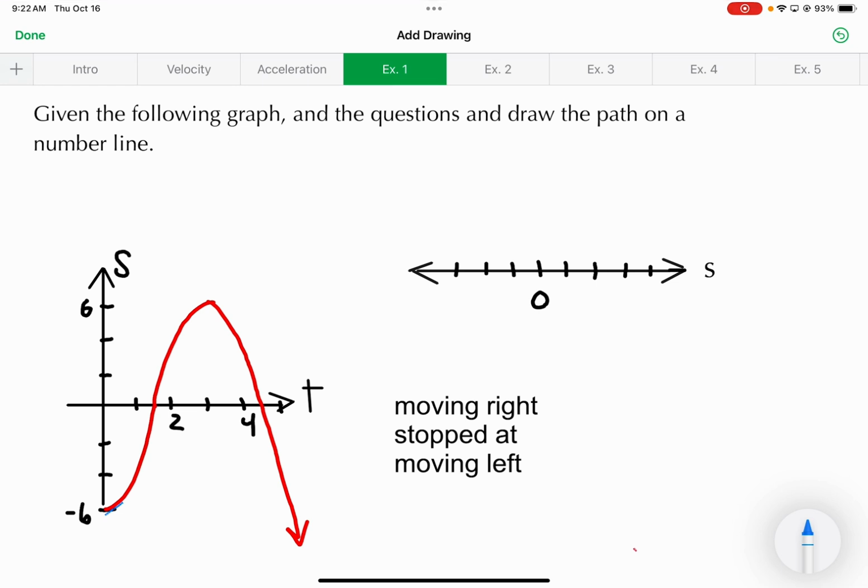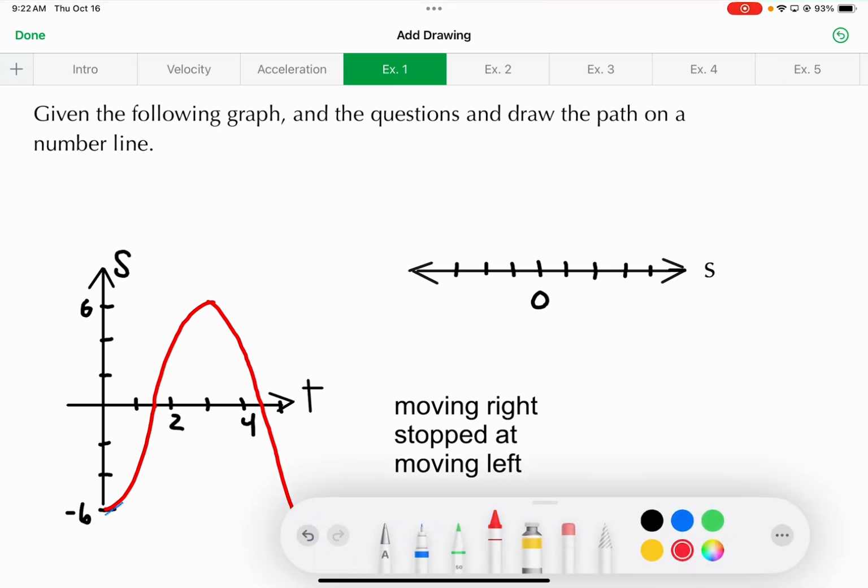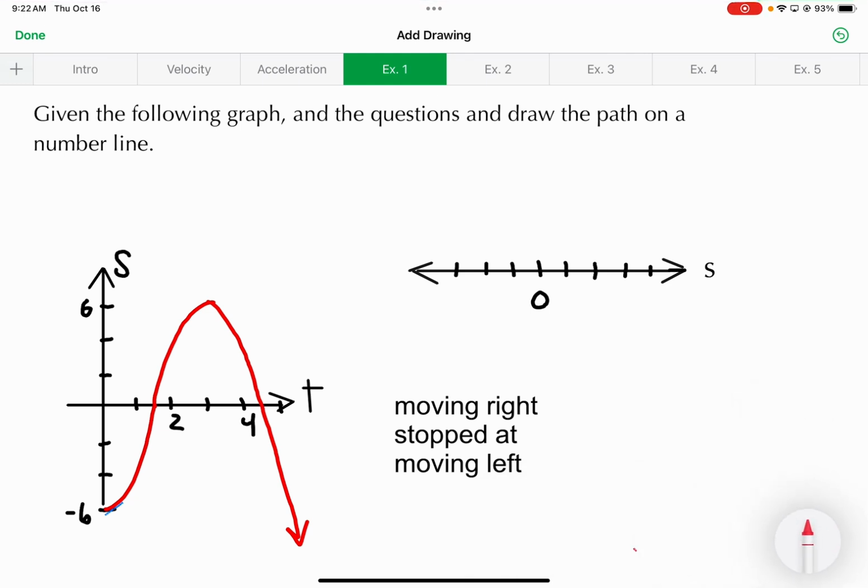Okay, so given the following graph, so we don't have a function, we just have the graph. We want to answer the questions as best we can. We want to figure out when our particle is moving to the right, where it's stopping, and where it's moving to the left. And then we're going to draw the path on a number line. Okay? All right. Now, drawing on a number line is going to be probably different than anything you guys have seen before, but it's a good telltale of what's happening with our particle. Okay? So let's just start simple.